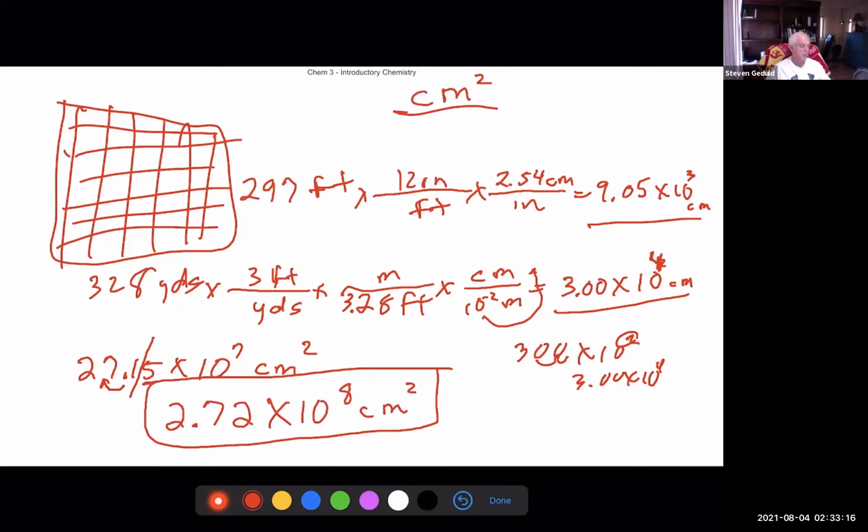There's multiple ways to do it. You just got to make sure the units are the same when you convert. If you want to do area, you square it. If you want to do volume, you cube it. So it'd be centimeters cubed if it was a volume, and squared if it's an area. We'll do a lot more practice with conversions.